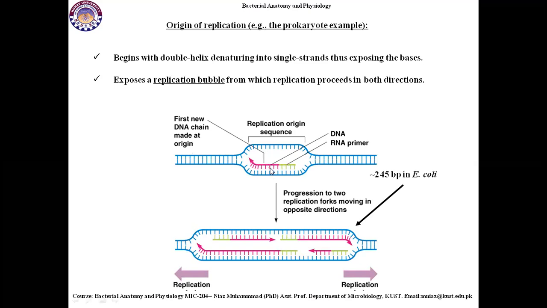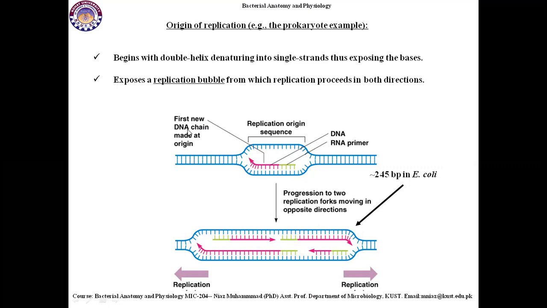Its helical structure has been unwound and converted into single strand. This one is single strand. This one is double strand. And the bonds between these two strands, between adenine, guanine, thymine, cytosine, have been broken down and converted into single strand. Now this place is open to start the synthesis of a new strand from here.